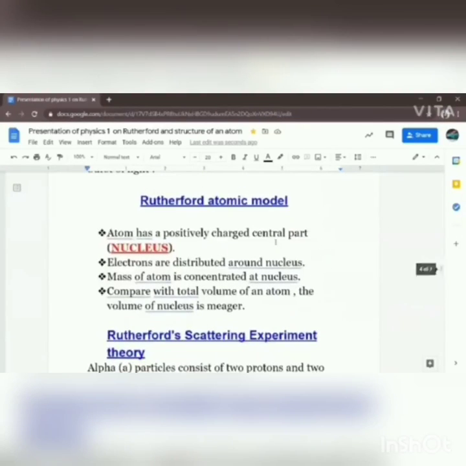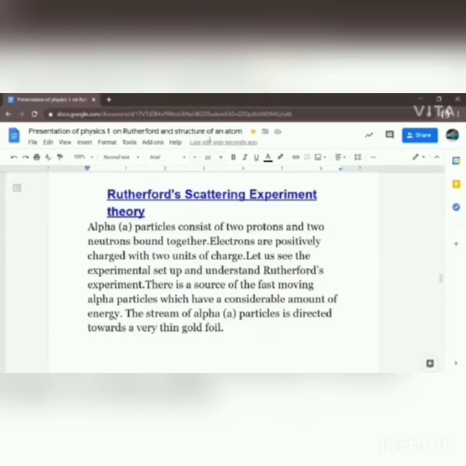Rutherford's atomic model. Atoms have a positively charged central part, the nucleus. Electrons are distributed around the nucleus. Mass of the atom is concentrated at the nucleus. Compared with the total volume of an atom, the volume of the nucleus is meager. Rutherford's scattering experiment theory. Alpha particles consist of two protons and two neutrons bound together. Alpha particles are positively charged with two units of charge.